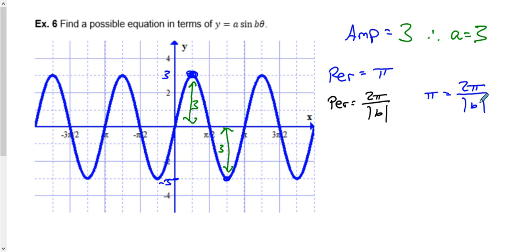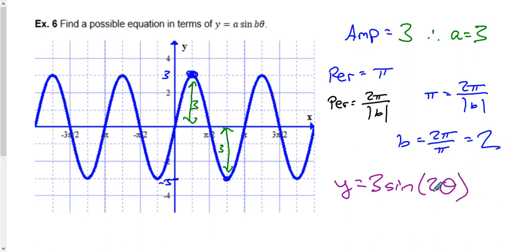So our b value is equal to 2 pi divided by pi, which is just simply 2. So to write down our equation, we have y equals a, which is 3, sine b, which is 2 theta. And this b, because we already found it, we just write it in. We don't have to reciprocate it or any of that because we truly are using the actual b value. When we write out a sentence, that's when you want to reciprocate that. So it's a horizontal stretch by a factor of 1/2.